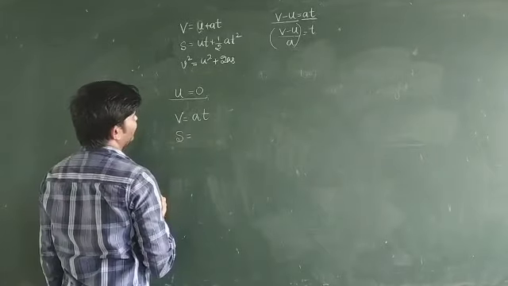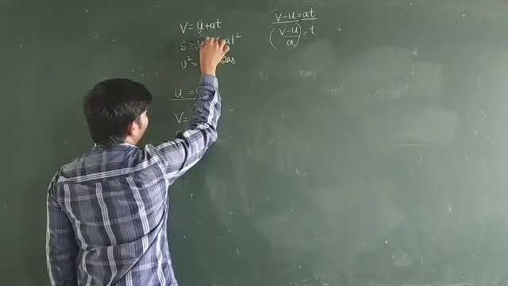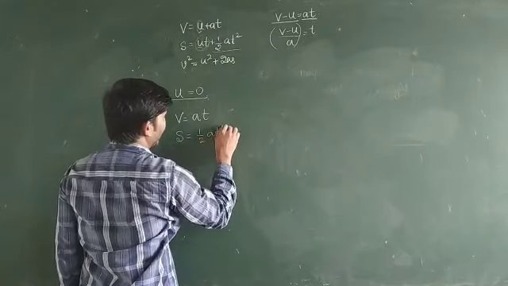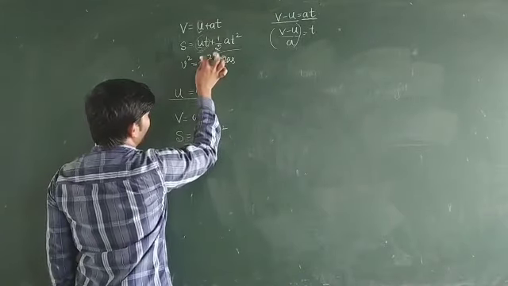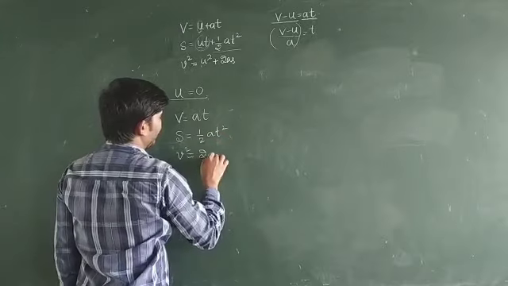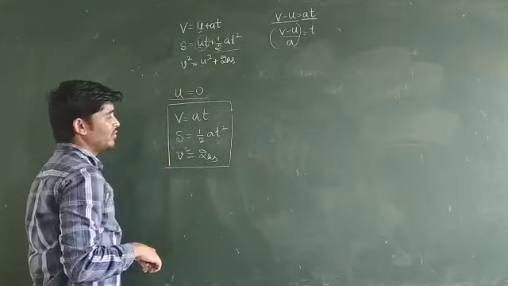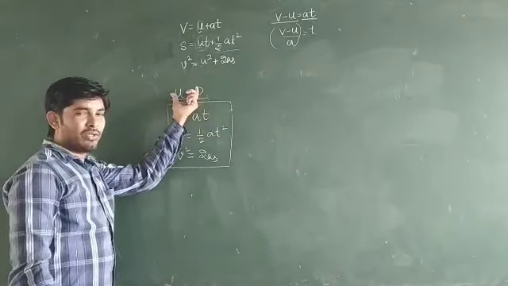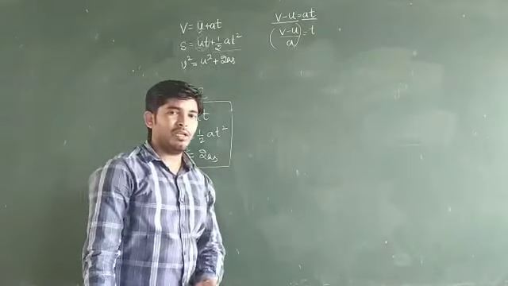Then the second equation of motion, S is equal to, this term becomes 0, so what is remaining? Half AT square. And the third one, V square is equal to U square plus 2AS, U is 0 so this term becomes 0, and what is remaining? 2AS. So these are the three equations of motion we will get when the initial velocity of a body is 0.